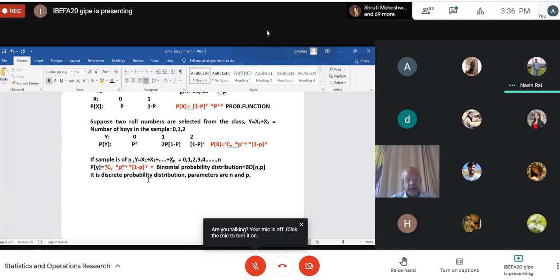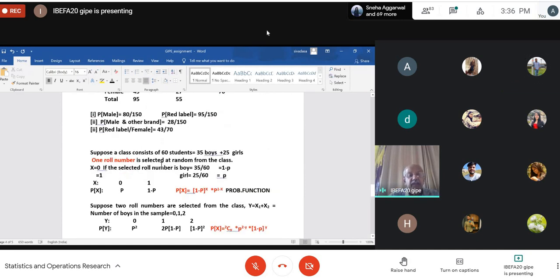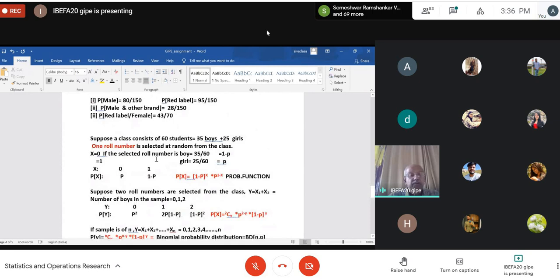Hello, sir. Yes. Sir, can you see the formula? I think there is something wrong. It is nCy p to the power y and (1 minus p) to the power n minus y. I have started with the notation where 0 is for boy, which is 1 minus p, and 1 is for girl.